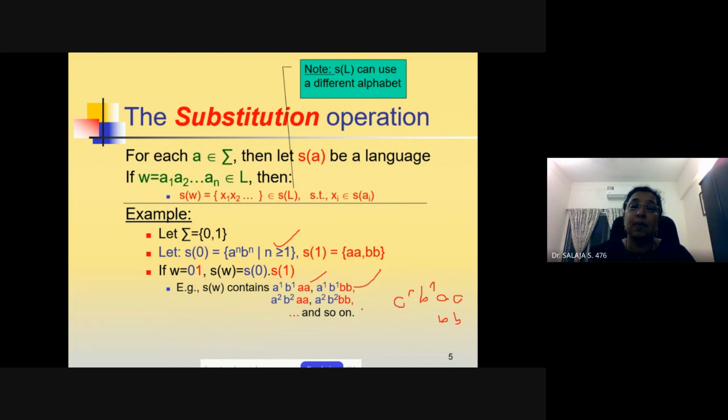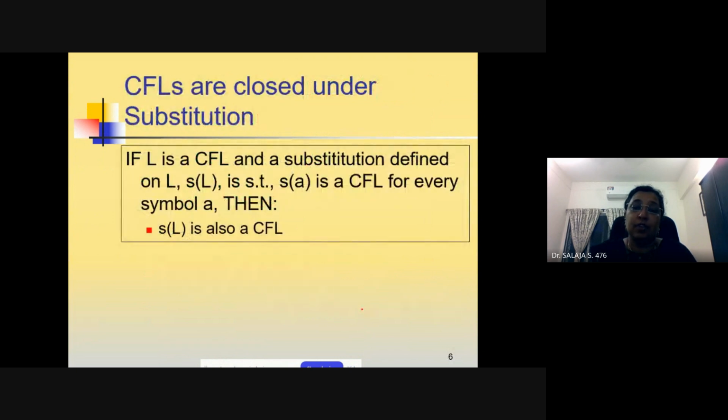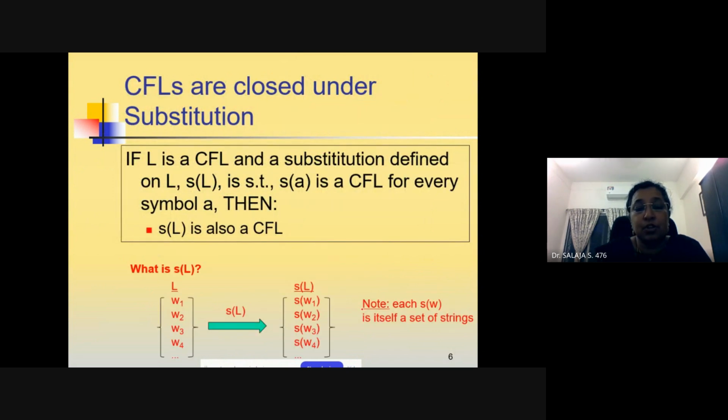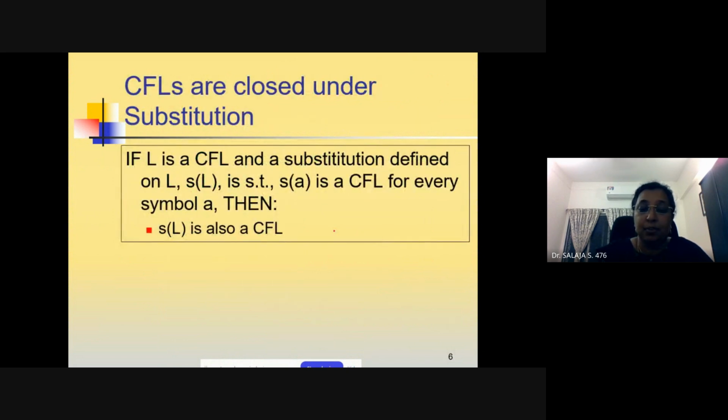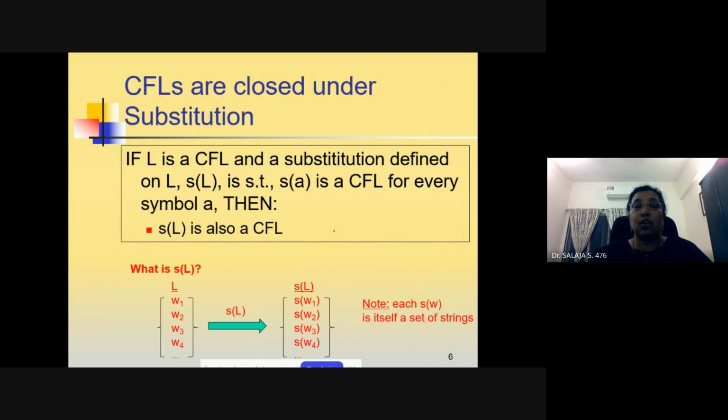So substitution comes based on every character you have in the alphabet, and therefore whenever you have such kinds of substitutions, you will always have a similar language. So if I could write a grammar for a^n b^n, write a grammar for aabb, then when I substitute it, it again is a context-free language, and that is what they mean over here. So if L is a context-free language, a substitution defined on L will also be context-free.